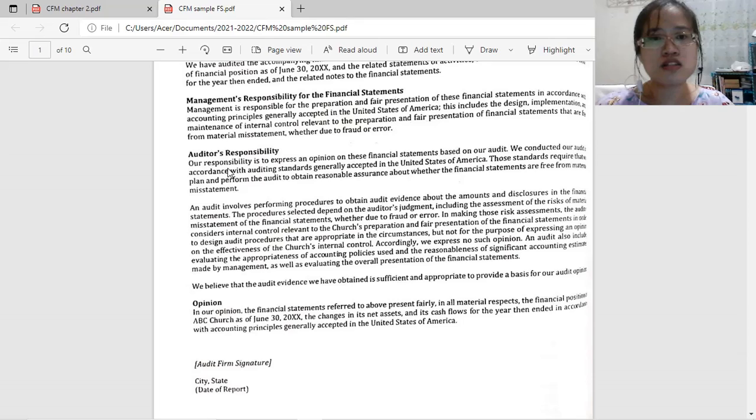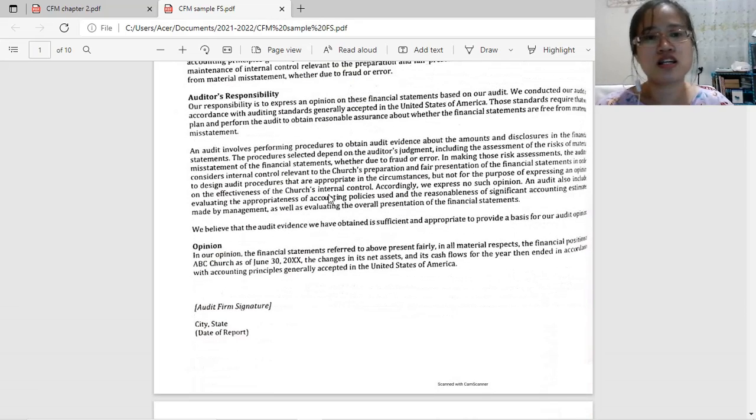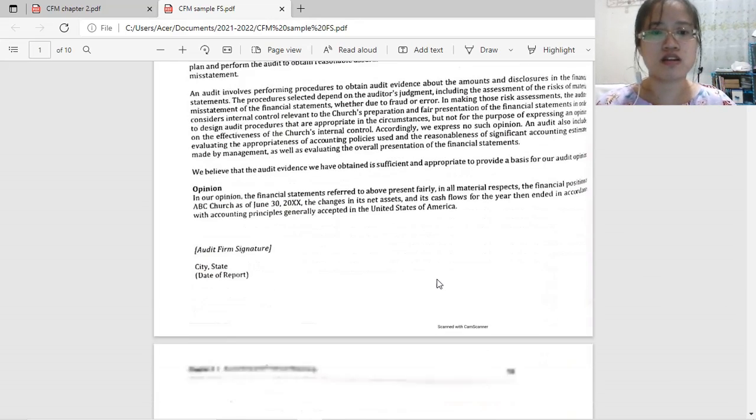Auditor's responsibility: to express an opinion on the FS based on their audit, and they conducted the audit based on auditing standards. And then their opinion. The statement is that the FS referred to above present fairly in all material respects the financial position, and so on. Okay, so this statement is unqualified. Present fairly in all material respects. That's the best kind of audit opinion that an organization can receive.